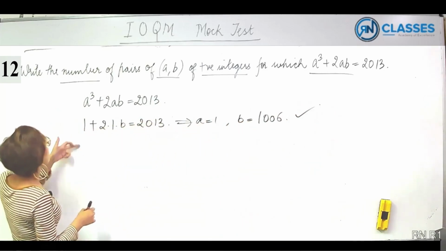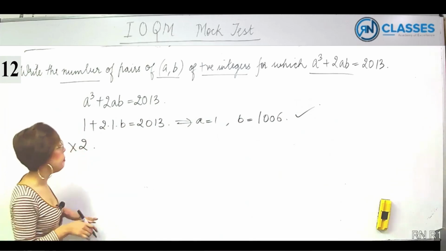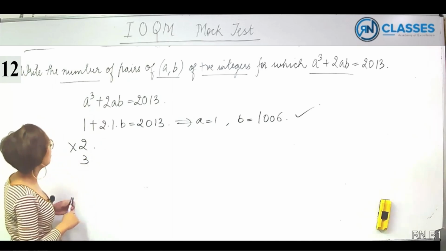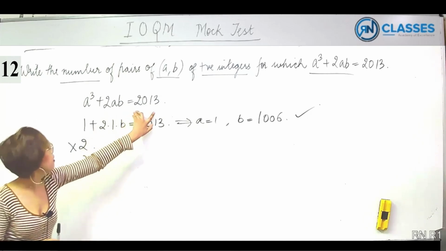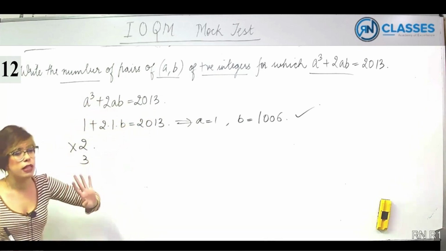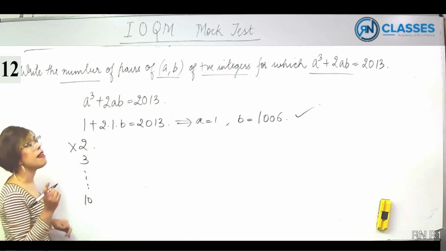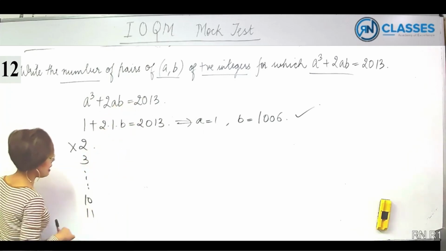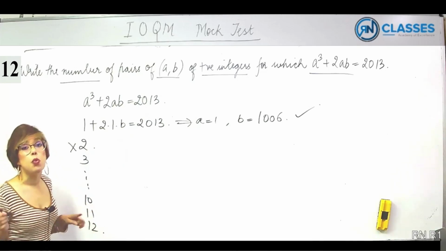Then you can take A as 2. You will not get a solution here because I want B to be a natural number. Then A can be 3 and so on. Now you're saying, so what values do I have to check? Mind that this is 2013. If I take A as 10, 10 cube is 1000, okay. Then for 11, 11 cube is 1331, less than this. I can take A as 11. I can take A as 12 as well because that is 1728.